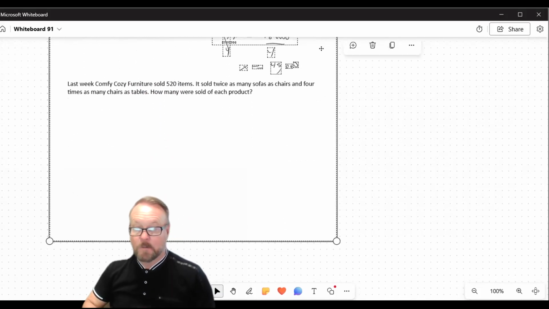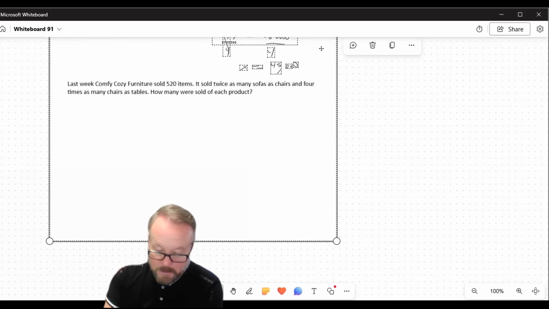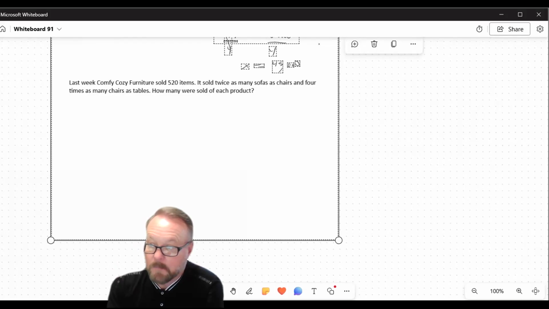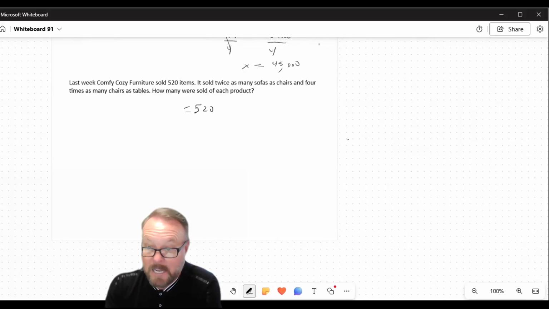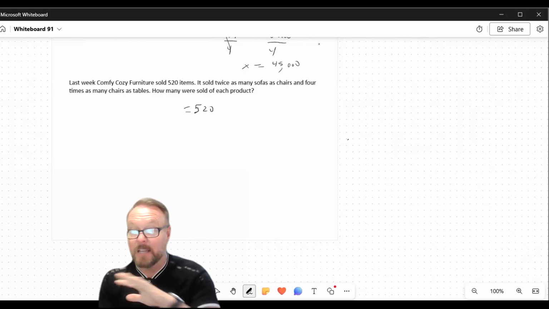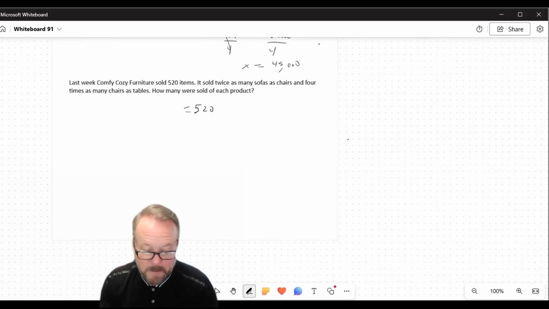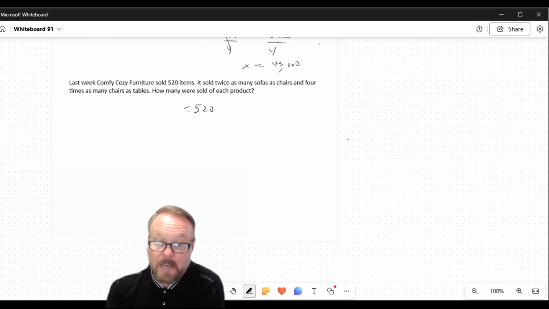Last week, Comfy Cozy Furniture sold 520 items. So we know right off the bat that that's going to be the total, 520 items. And it says it sold twice as many sofas as chairs and 4 times as many chairs as tables. So which item here has nothing tied to it? Tables, right? So we'll say that X equals tables.